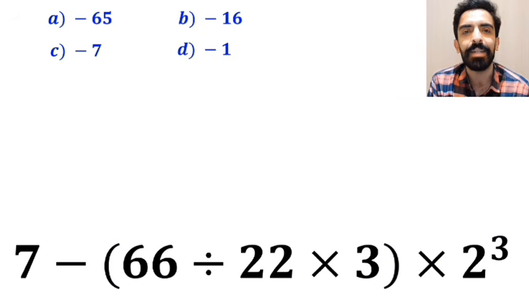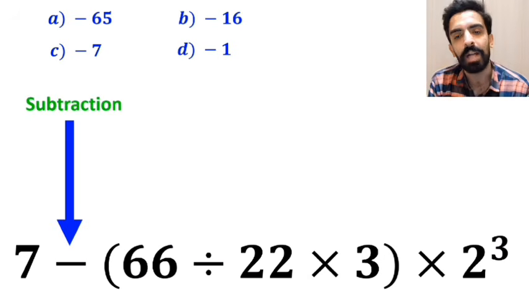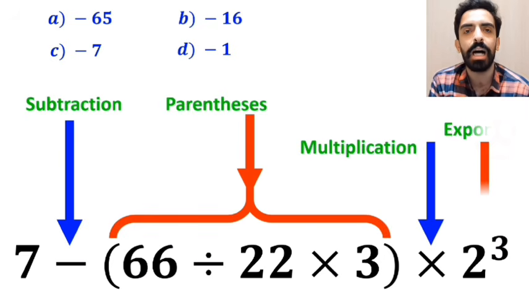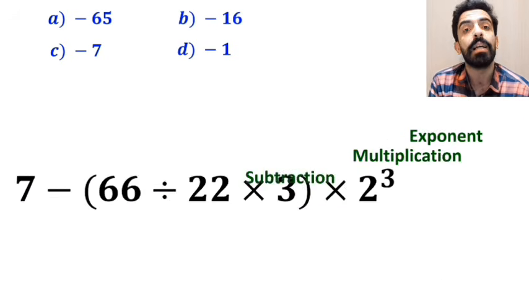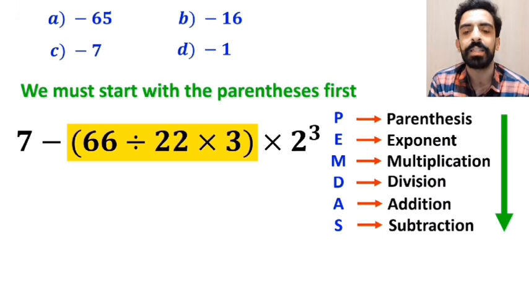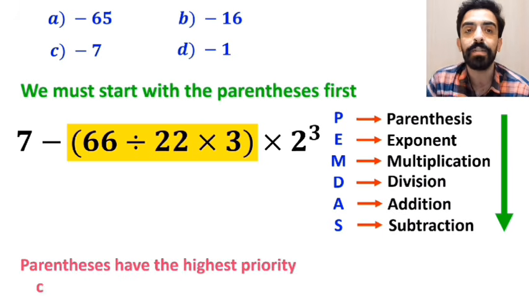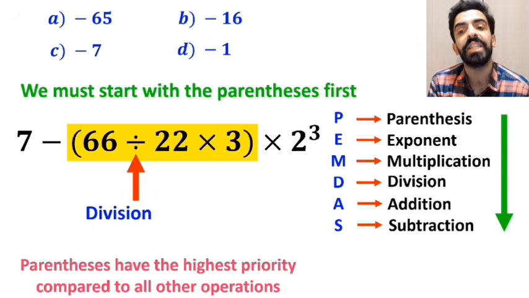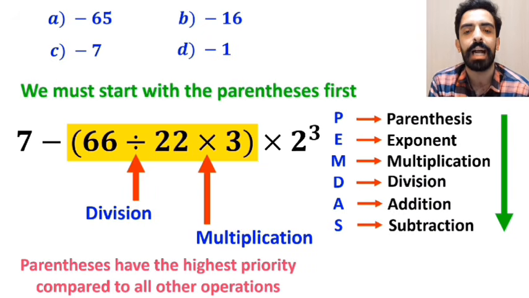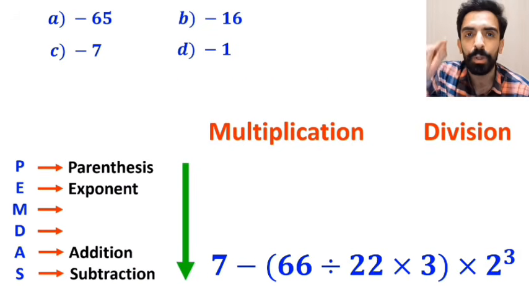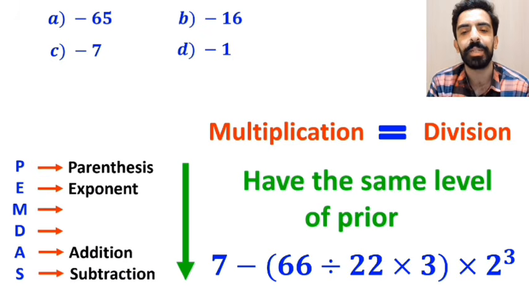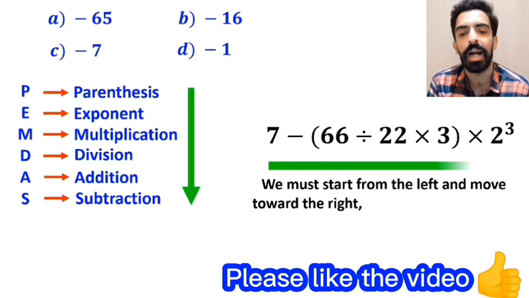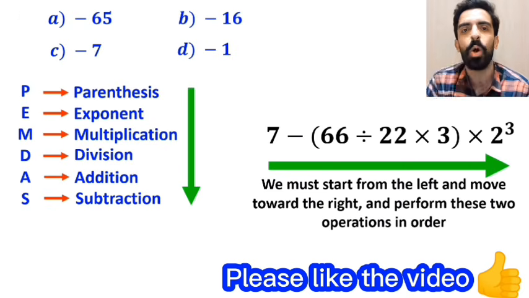Okay, as you can see in the image, in this expression, first we have a subtraction sign, then parentheses, after that we have a multiplication sign, and finally an exponent. So, we must start with the parentheses first, because parentheses have the highest priority compared to all other operations. And inside the parentheses, first we have a division sign and then a multiplication sign. It's very important to remember that multiplication and division have the same level of priority. In this situation, we must start from the left and move toward the right, performing these two operations in order.